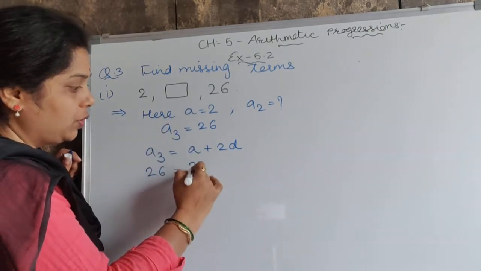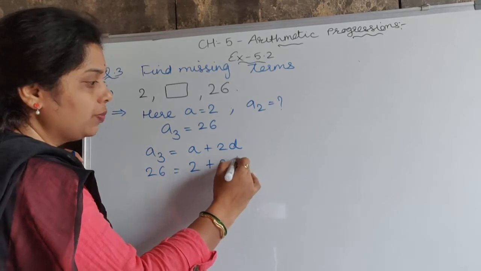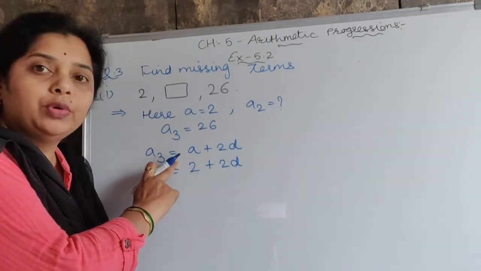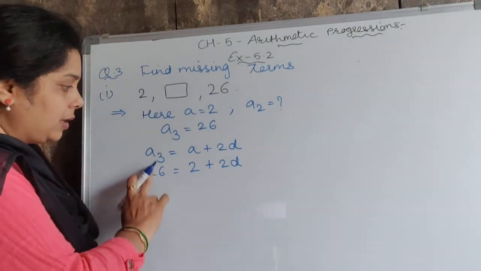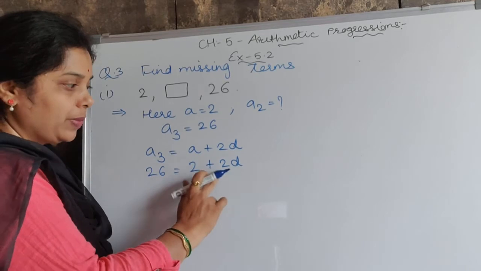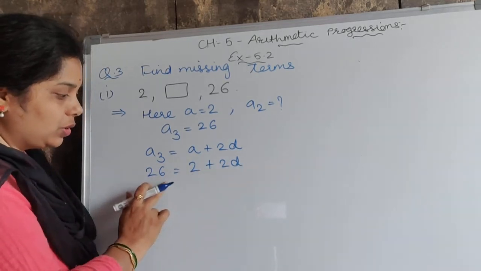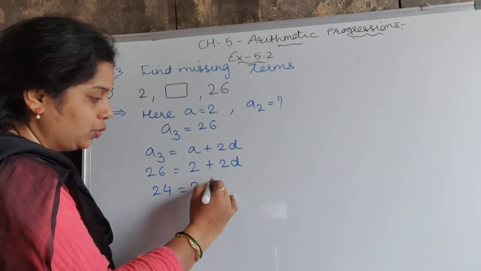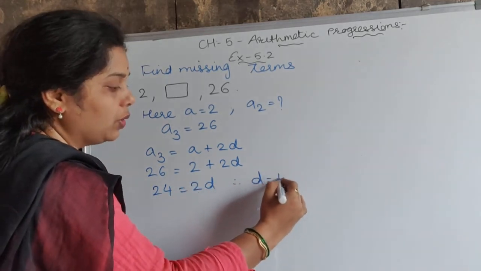Value A is equal to 2 and plus 2D. Are you getting it? A3 I directly put A plus 2D and A3 is already 26. A is 2 given and plus 2D. Now take this 2 to the other hand. So it is 24 is equal to 2D. And therefore D is equal to 12.